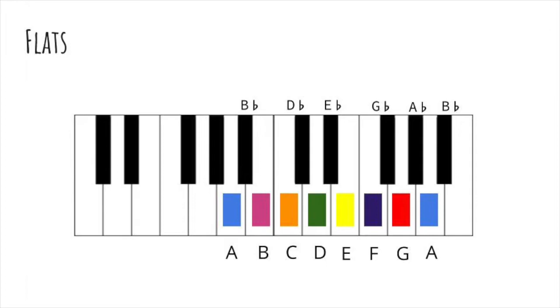So this note is both A sharp and B flat. And looking up the rest of the scale, we have D and D flat sitting below it, E with E flat sitting below it, G with G flat sitting below it, A with A flat.